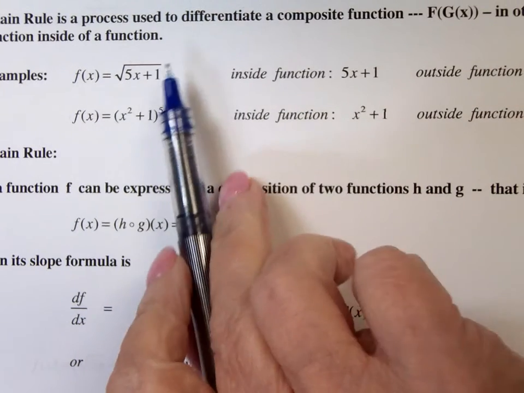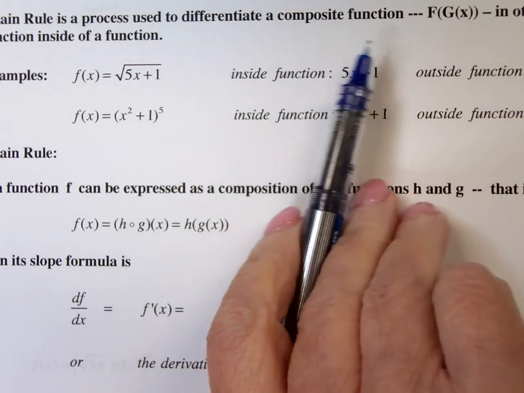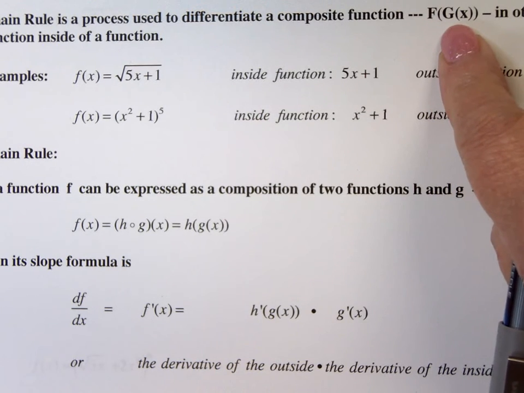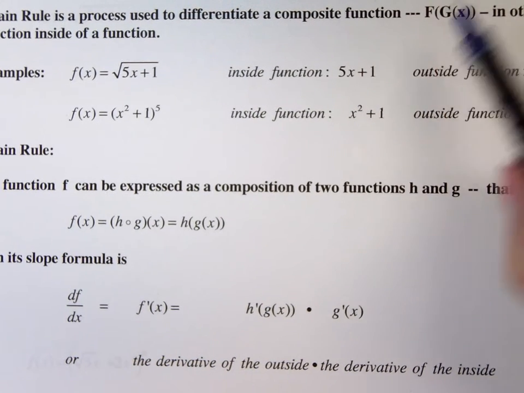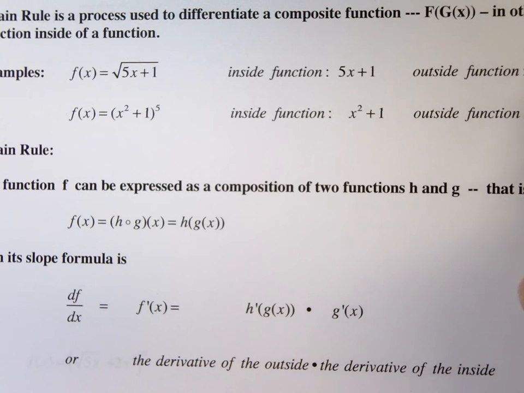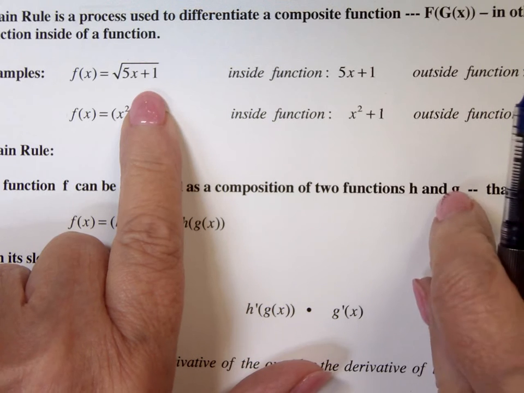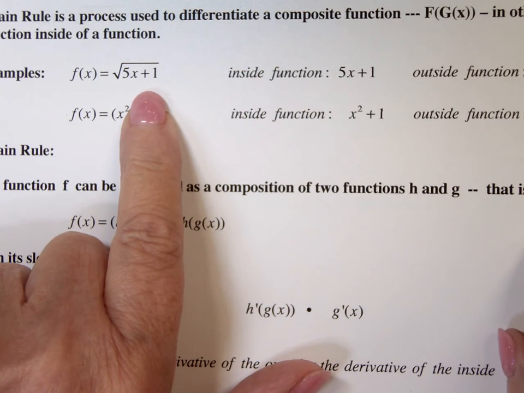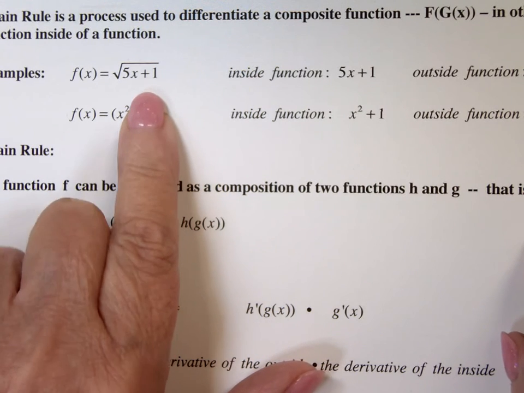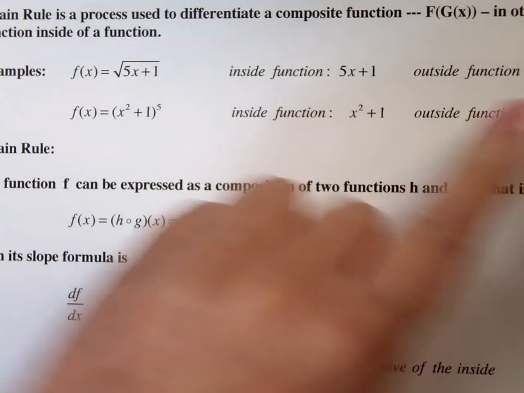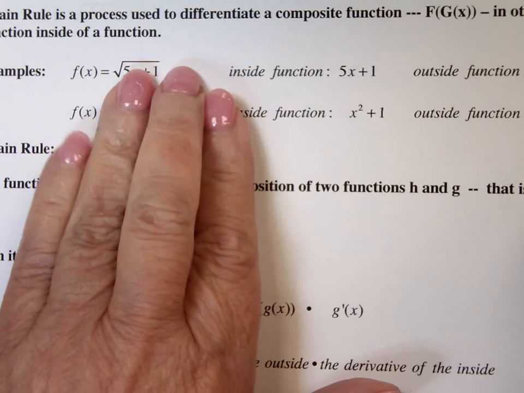Chain rule is a process used to differentiate a composite function. That's the f of g of x. Remember fog and gof? In other words, f of g of x, where you have an inside function and an outside function. If I have the square root of x plus 5, the inside function is what's under the radical. The outside function is the radical.